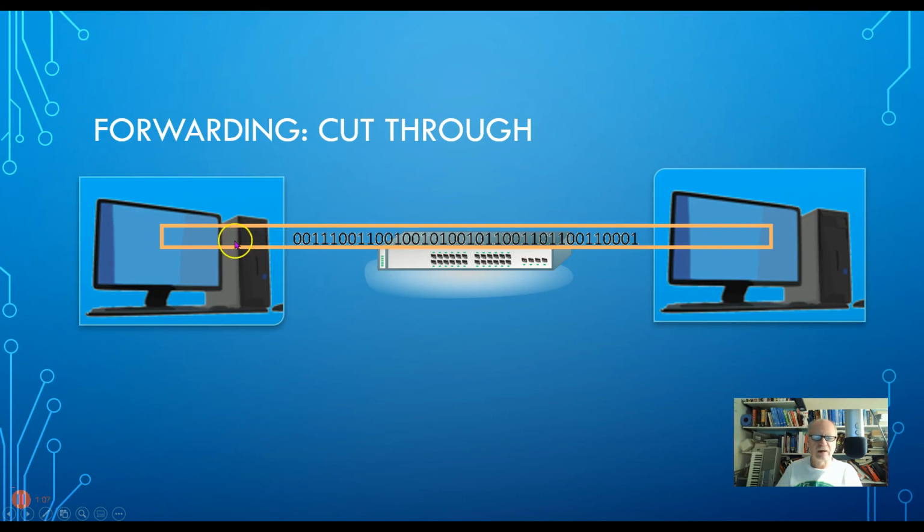Well, something called cut through. This stream of data comes out here and the switch immediately begins sending it on, as soon as it gets the address information, to the next device. That's called cut through. Now this is a lot faster, but what happens about these errors?